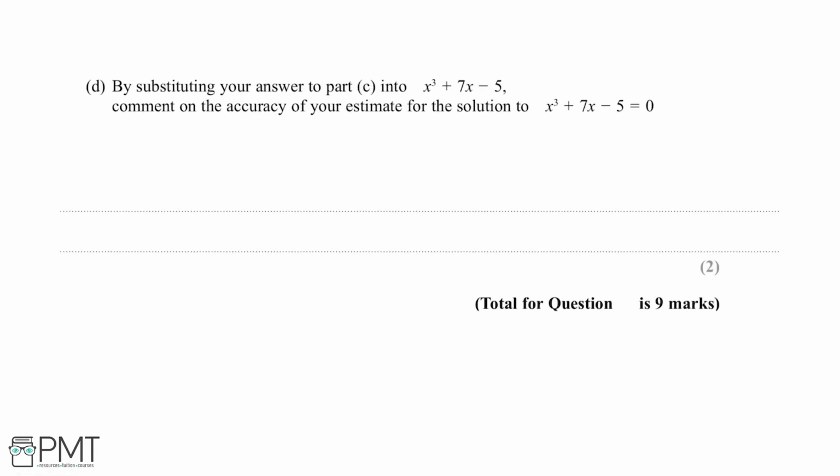By substituting your answer to part C into x cubed plus 7x minus 5, comment on the accuracy of your estimate for the solution to x cubed plus 7x minus 5 equals 0. So what we want to do is substitute our answer from part C into this equation. And if we get a value that's near to 0, we can say that our estimate is fairly accurate.